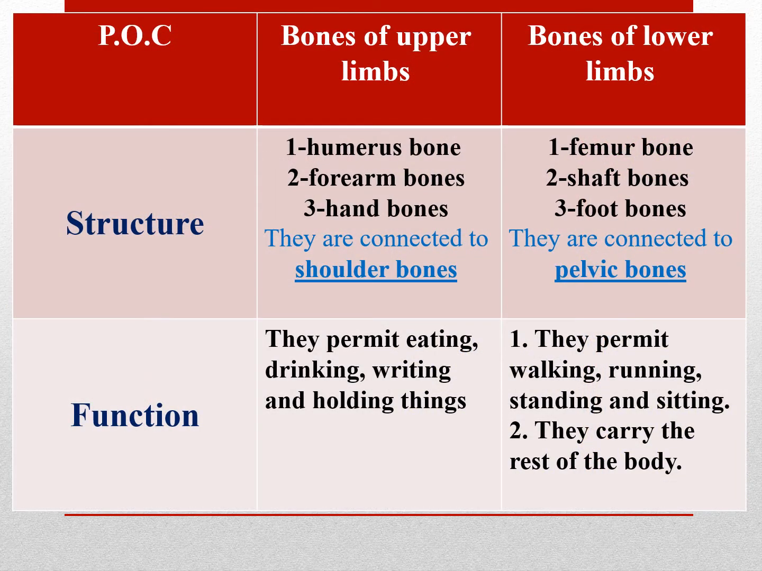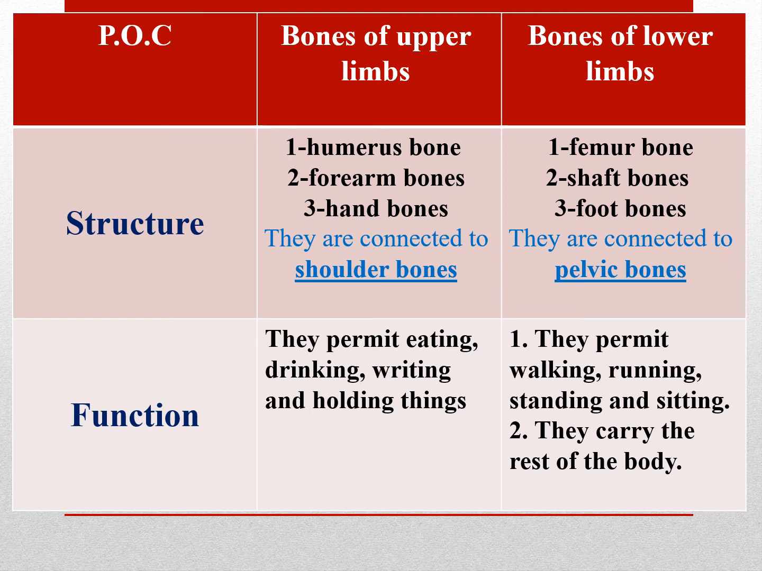Here we have a comparison between the two groups according to the structure and function. First, bones of the upper limbs. The structure: number 1, humerus, number 2, forearm, number 3, hand bones. They are connected to the shoulder bones. The function: they permit eating, drinking, writing, and holding things. So the function of the upper limbs is to help us with eating, drinking, writing, and holding things.